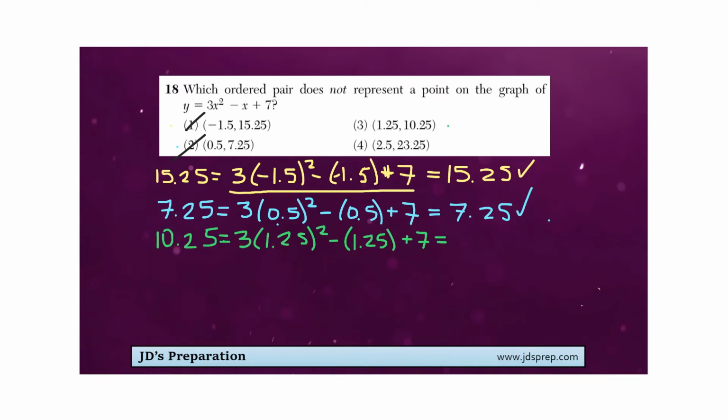Next, for the third choice, we are replacing y with 10.25 and x with 1.25. And when we calculate that out, we get that it is actually equal to 10.4375. So we can see that's an error. That point, therefore, does not lie on that graph. So that is the answer we are looking for.